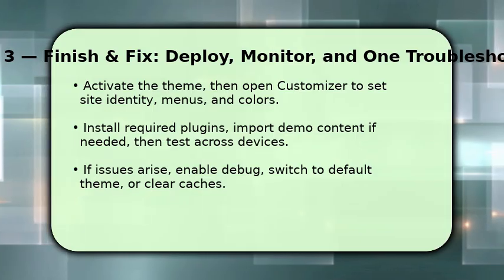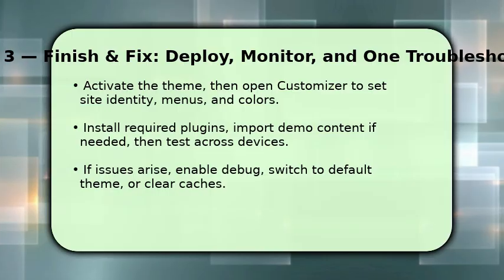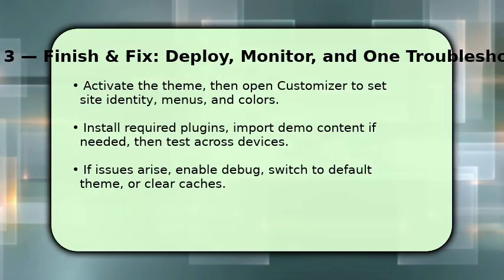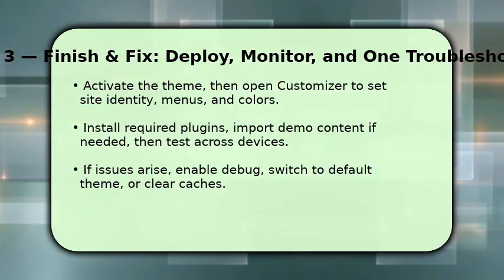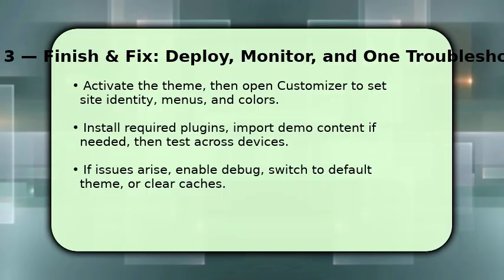Once configured, test pages on desktop and mobile. If something goes wrong, like a blank screen, broken layout, or missing styles, enable WP Debug, switch temporarily to a default theme, and clear server and browser caches to isolate the problem.